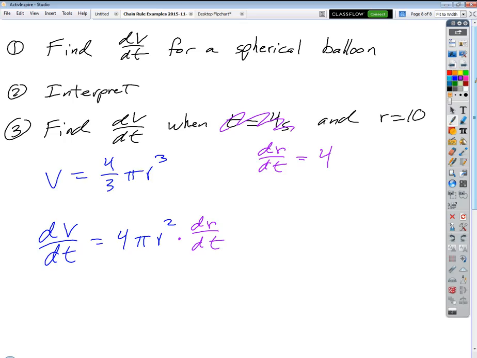Right. So what do we do? We plug in the 10 for R, and you'd plug in the 4 for dr dt, and you'd have your answer, right? You get 1600 pi.